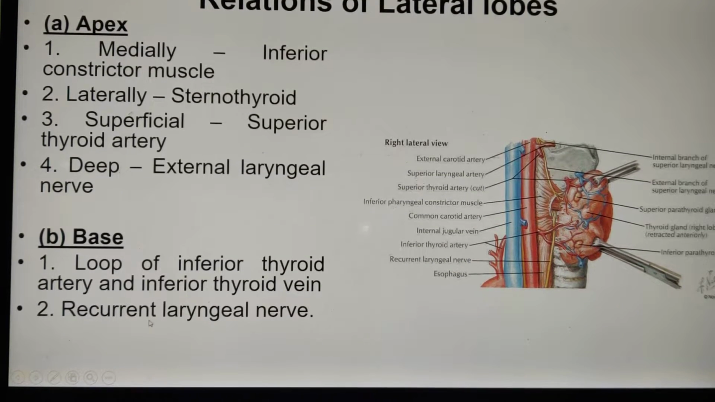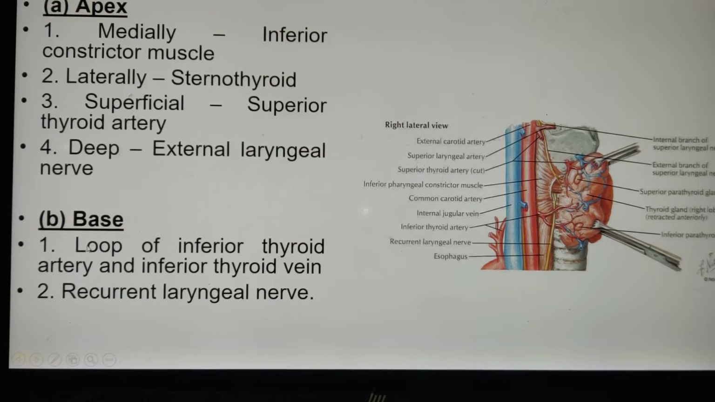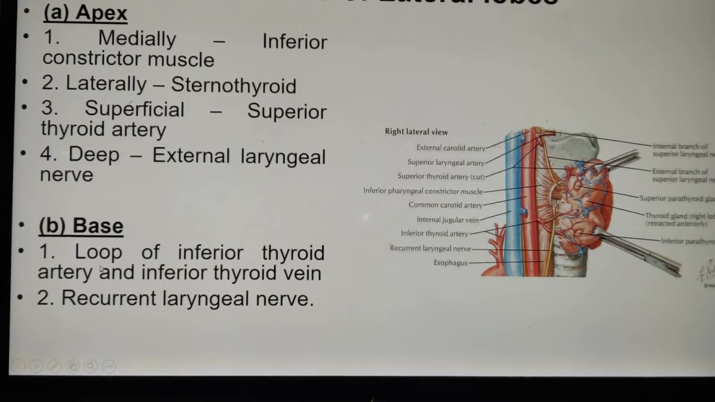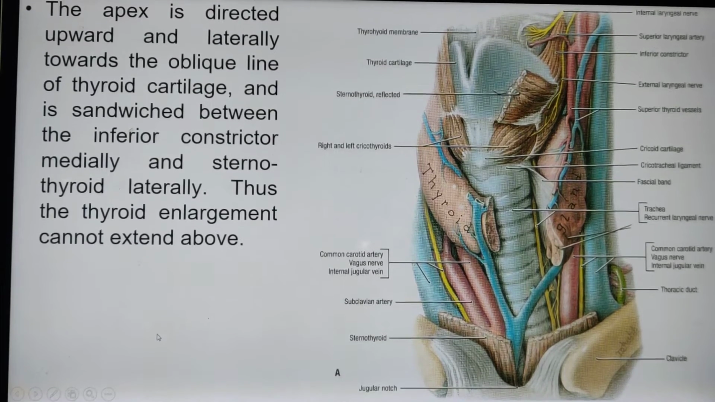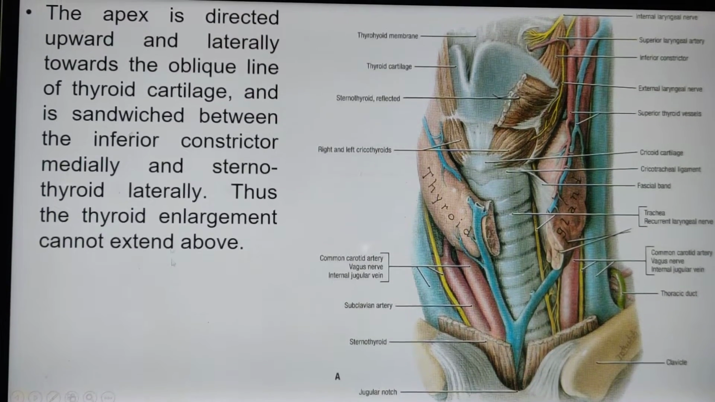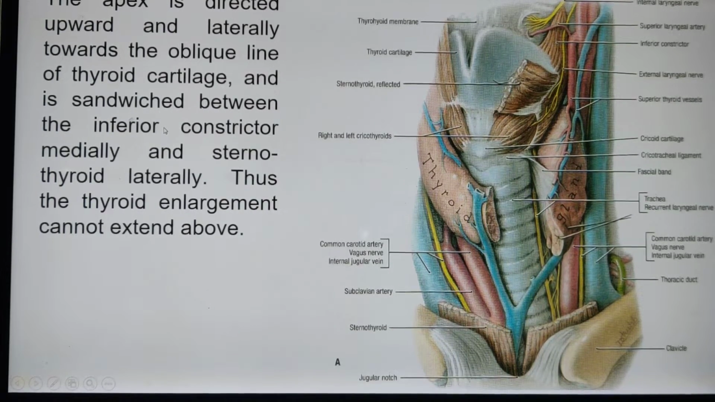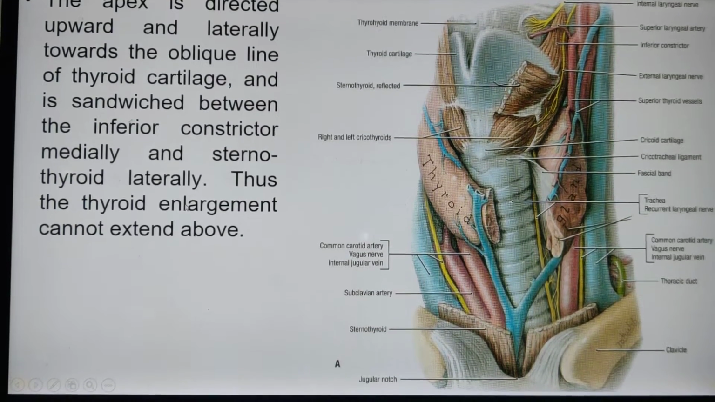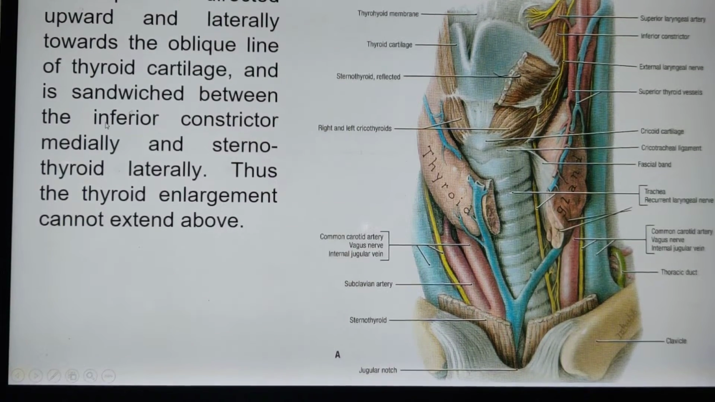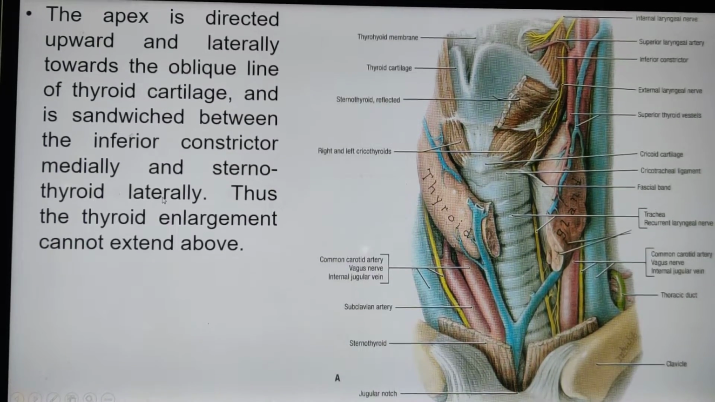The base of the lateral lobe is related with the loop of the inferior thyroid artery and inferior thyroid veins, and there is the recurrent laryngeal nerve. The apex is directed upwards and laterally towards the oblique line of the thyroid cartilage, and it is sandwiched between the inferior constrictor medially and sternothyroid laterally. Thus the thyroid enlargement cannot extend above, because it lies in between the inferior constrictor and sternothyroid muscles.